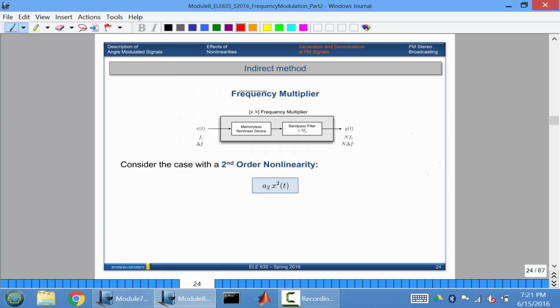Actually, so, something's wrong with my pen. Hold on a minute. Hold on a minute.